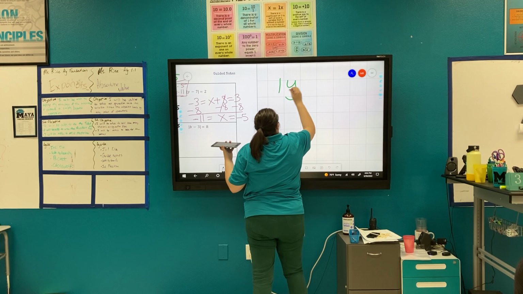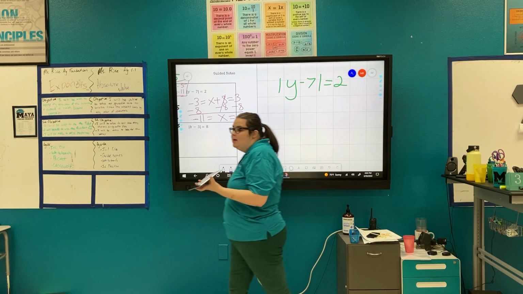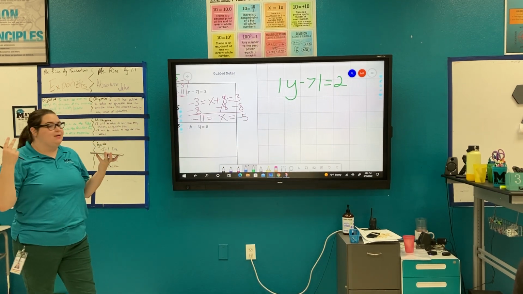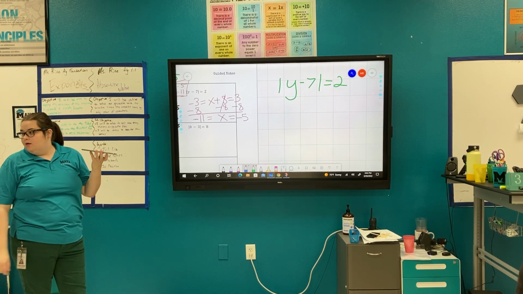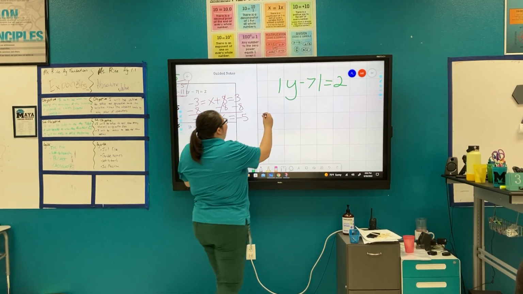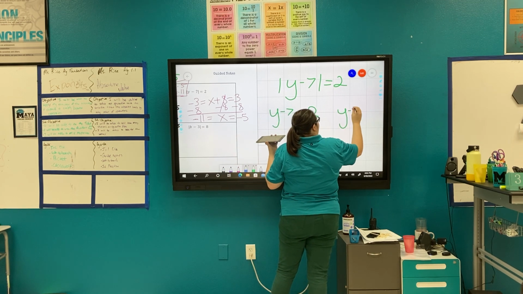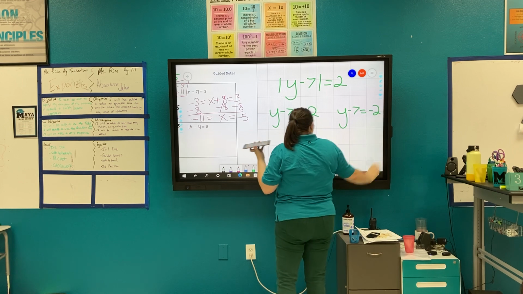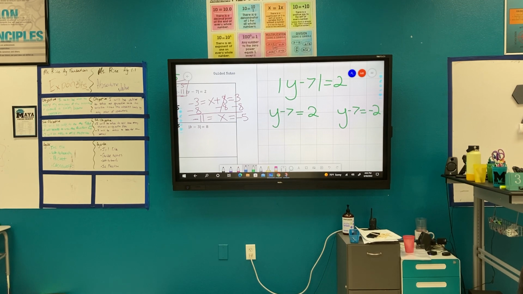We have the absolute value of y minus 7 equals 2. Can I combine my y and my 7? No. Why can I not combine them there? It's a number and a letter, right? So, I need to make it into my two separate equations. Or if you liked Mr. O's way, you can do it Mr. O's way. I need to see this written on everybody's paper. Either the way Mr. O showed us, or the way that I have it on the board.